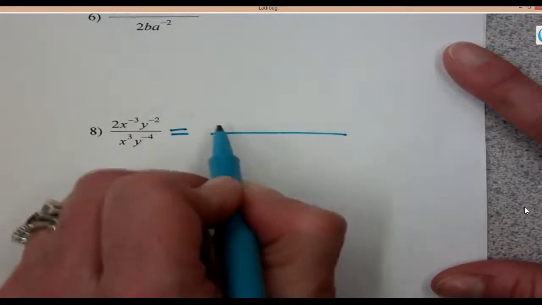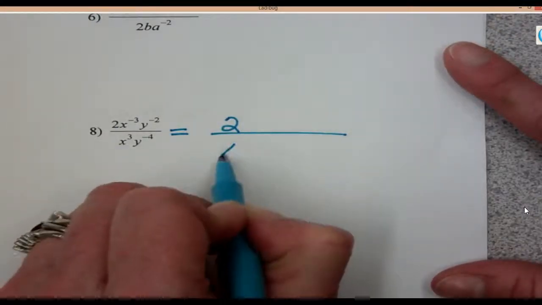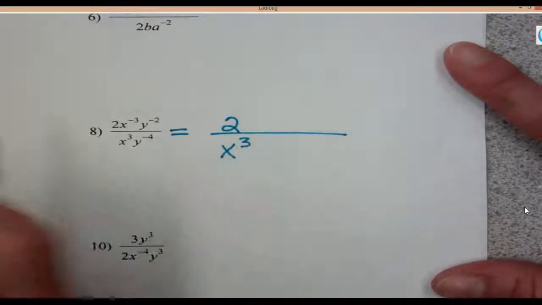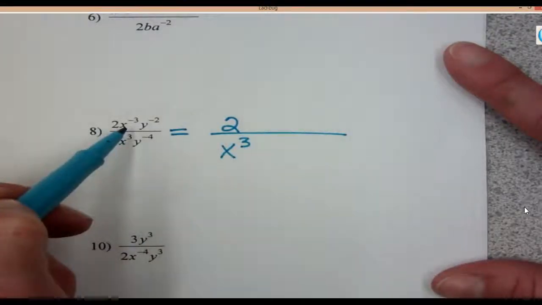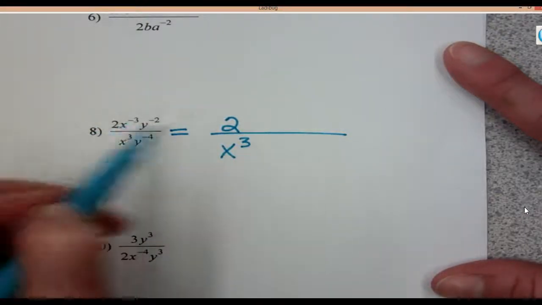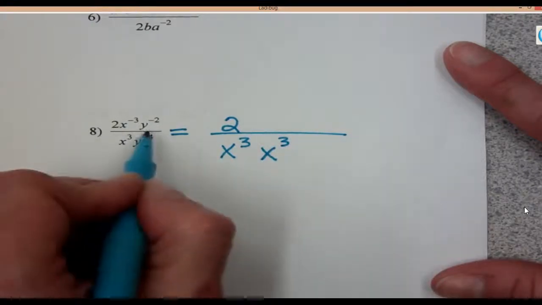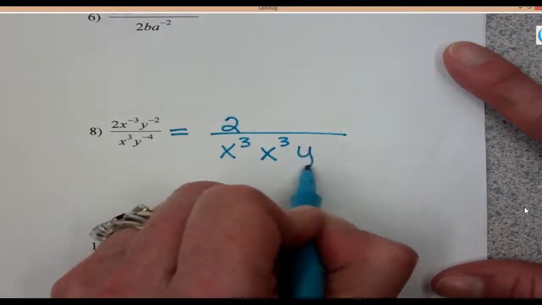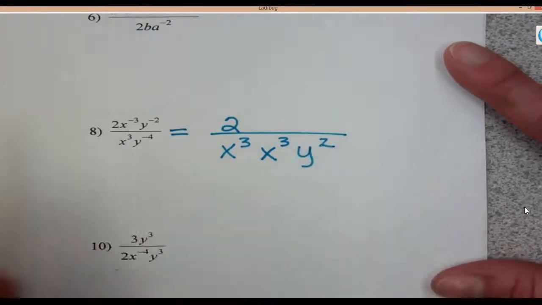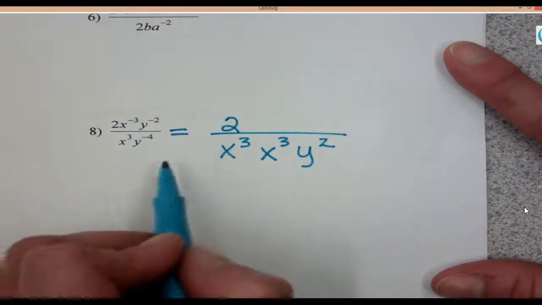So the 2, you're good. This x to the 3rd power, he's good. This x to the -3 needs to flip to the bottom because he's in the numerator and he's got this negative. He needs to come down here to the bottom. This y to the -2, he needs a trader. He needs to come down to the bottom. So I've completely dealt with my numerator.